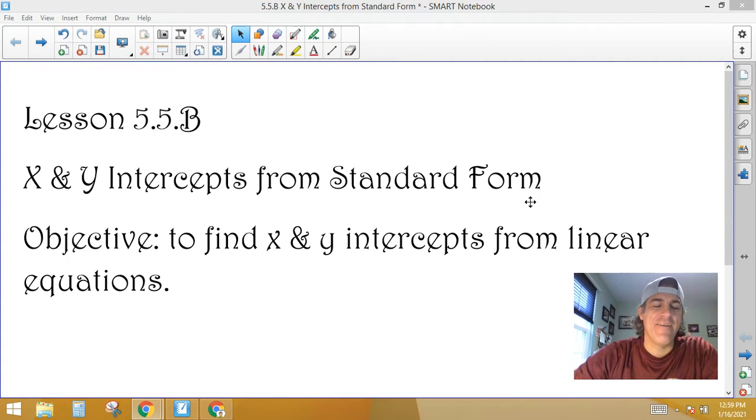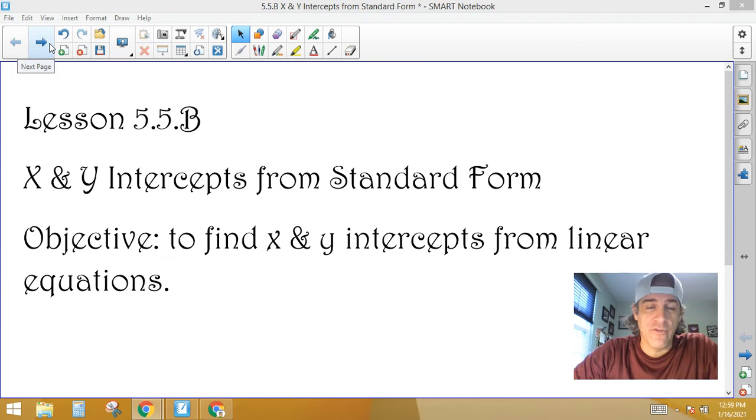We are on lesson 5.5b, where we're going to talk about the x and y intercepts, which we have in the past, but now we're going to talk about them with standard form. Our objective today is to find the x and y intercepts from linear equations starting with standard form. So let's dive right into it.